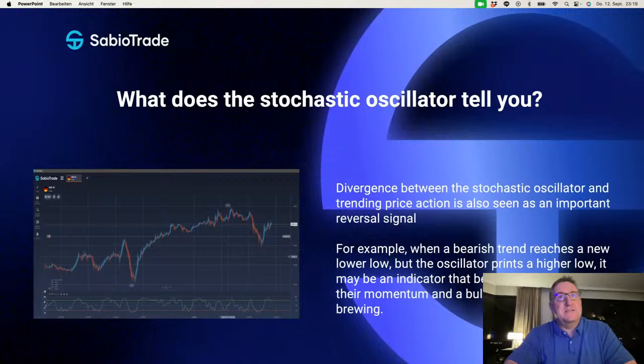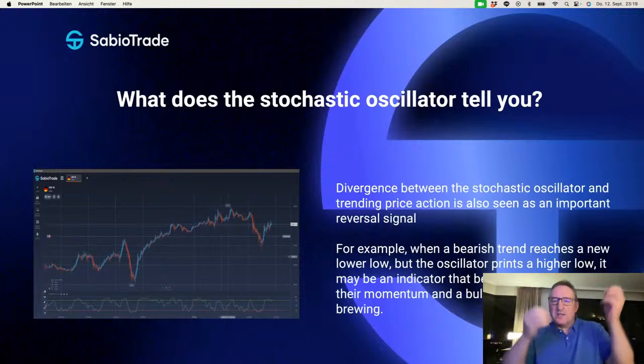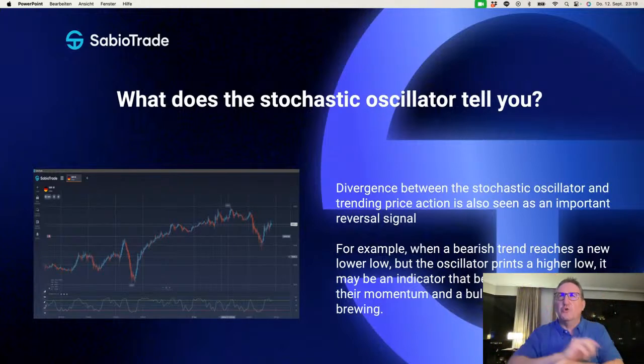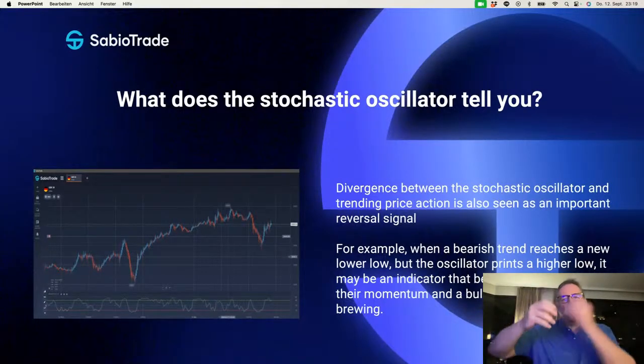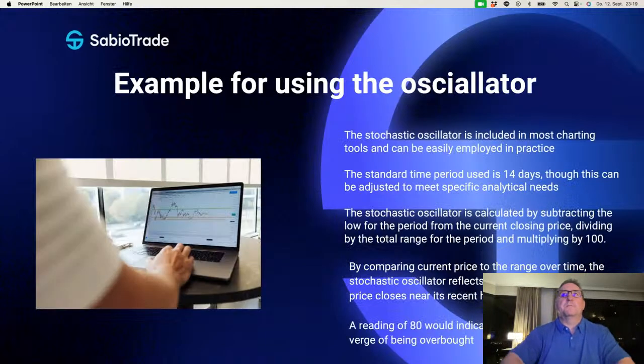And this is why we should use this divergence. Yeah, that we see the price and the oscillator, and this is a cool thing. Not only the overbought or oversold state. Yeah, just figure out if there are kind of price changes also. Yeah, so let's see an example.